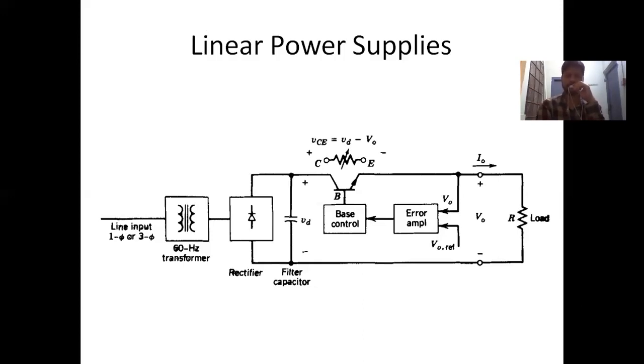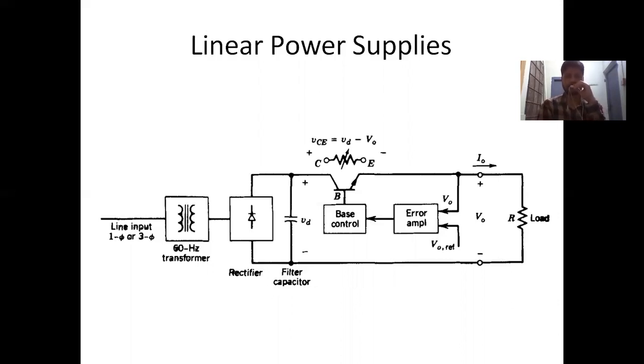In the next slide, we will see how much the transformer should step down. But the transformer serves two purposes. It provides electrical isolation between the input side and the output side of the power supply, and it steps down the voltage to the range required.